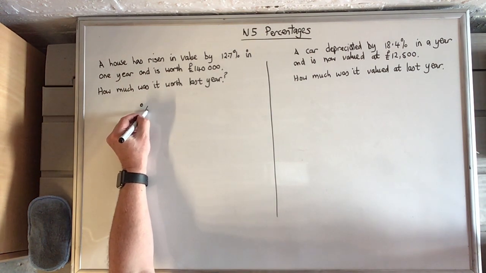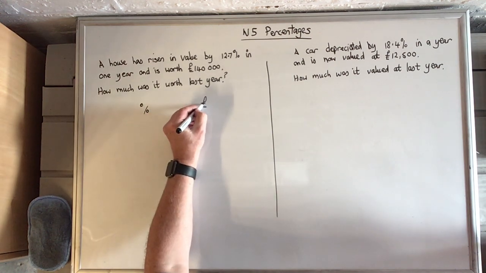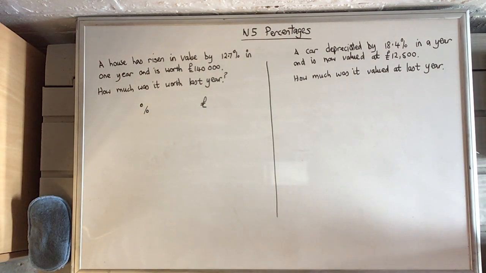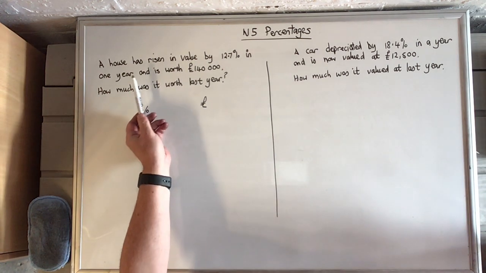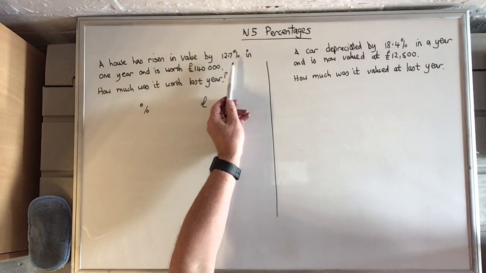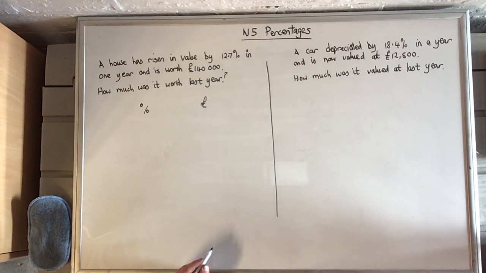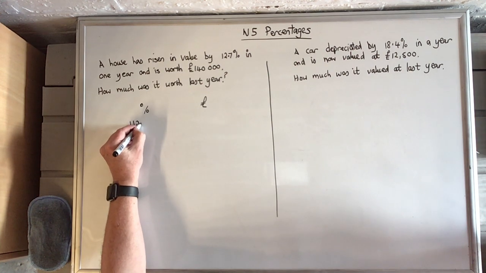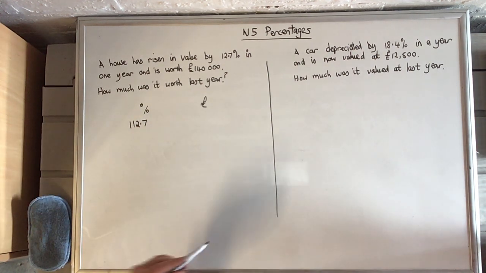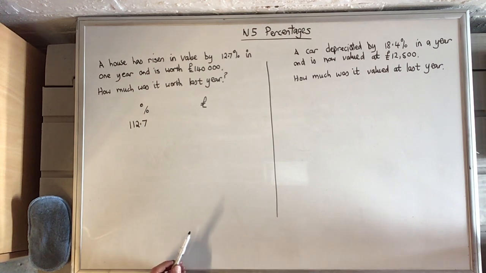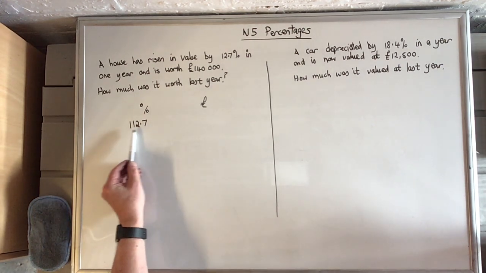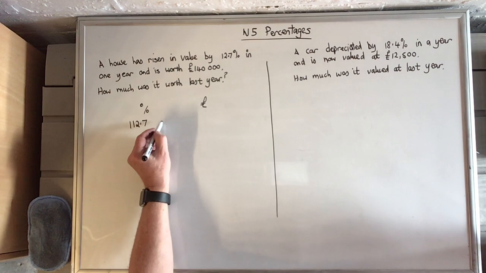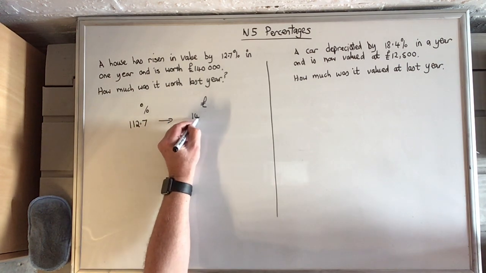So, percentage. Quantity, which in this case is money. So let's look at what we have to do. A house has risen by 12.7%. That means that it is now worth 112.7%. Because last year, when you started, your initial value was 100%, and it's gone up by 12.7%. So that's how much it's worth in terms of percentage now, and that equates to £140,000.